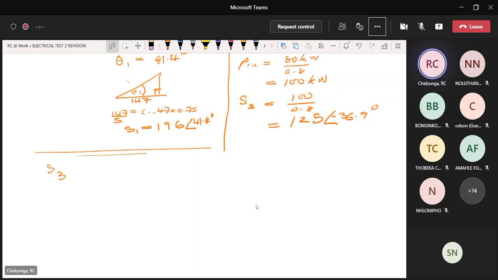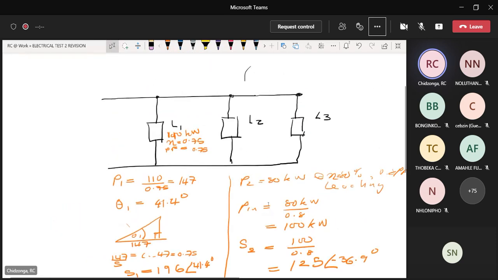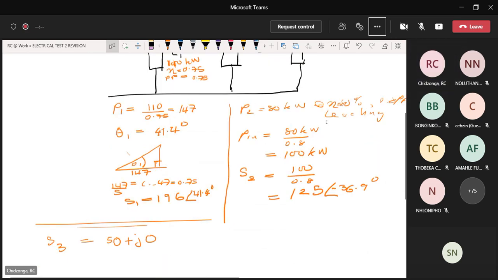So S3, which is that one, is equal to 50 kilowatts at an efficiency of 100%, which means it's just 50 plus j0. It's purely real because the efficiency is 1, right? There is no power factor, and it's just like that, you see? So now we have got all the three apparent powers, 1, 2, 3, right? We can now start answering the question.